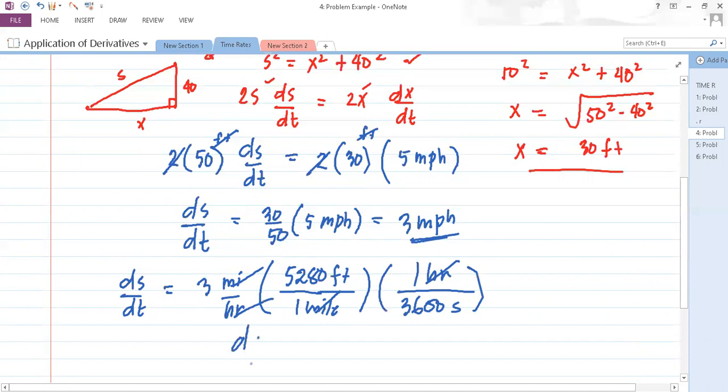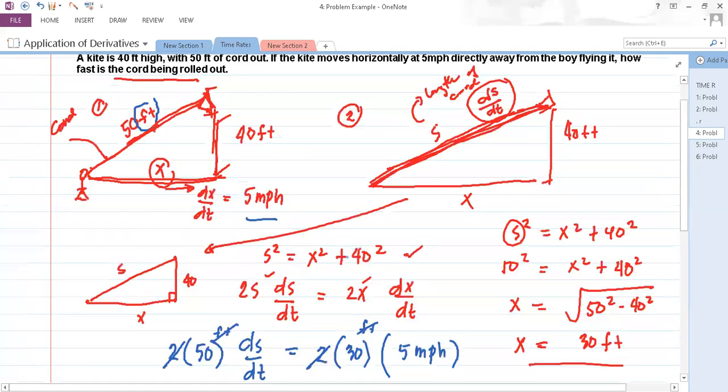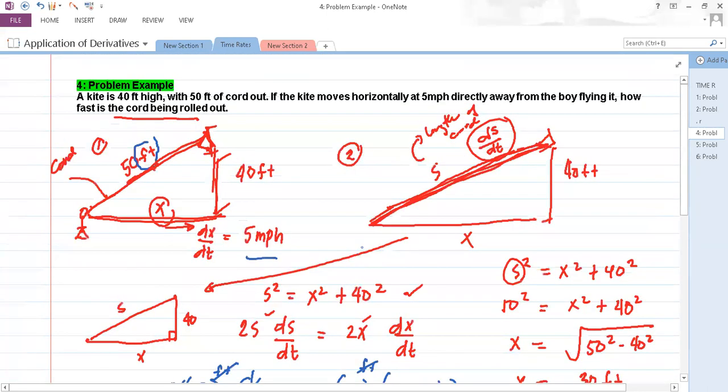So our ds over dt, okay, the rate of the cord being rolled out is now equal to 3 multiplied by 5280 divided by 3,600. Using your calculator, we can get 4.4 feet per second. Okay, so this is the rate of the cord being rolled out, 4.4 feet per second. So this will be now our answer for this particular problem.